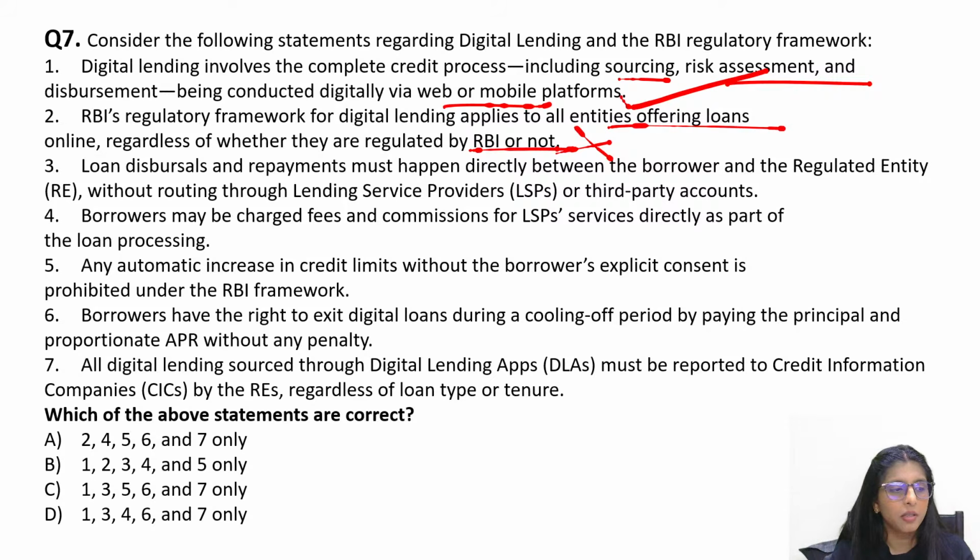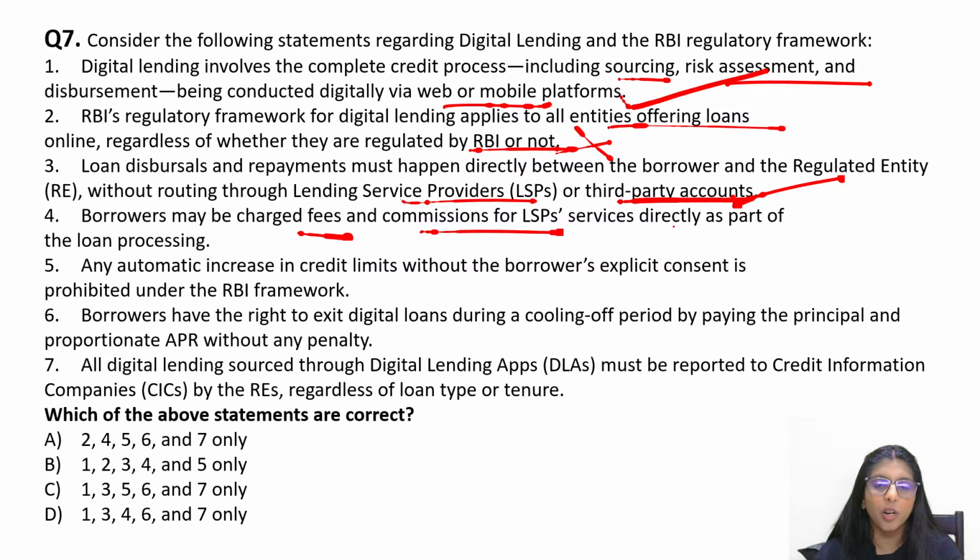Any automatic increase in credit card limit without the borrower's explicit consent is prohibited under the RBI framework. It's correct. Borrowers have the right to exit a digital loan during the cooling-off period by paying the principal and proportionate APR without any penalty. It's correct.